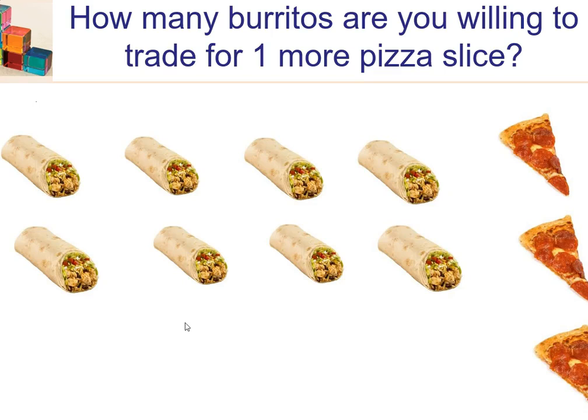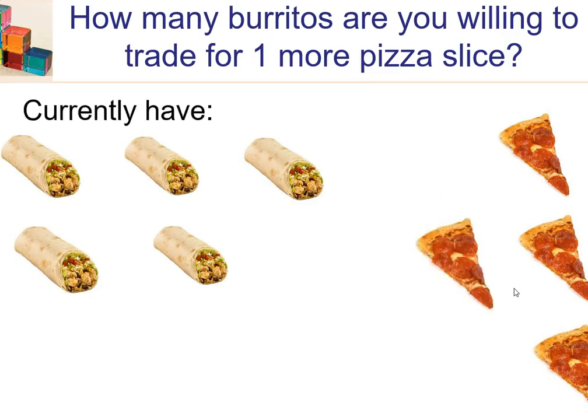Here's the visual. Currently, suppose you have 8 burritos and you have 3 pieces of pizza. And the question is, how many burritos are you willing to trade to get another slice of pizza? And of course, when you have 8 burritos, you're willing to give up quite a few to get another slice of pizza. So suppose you're willing to do a 3-for-1 trade: 3 burritos to get one more slice of pizza.